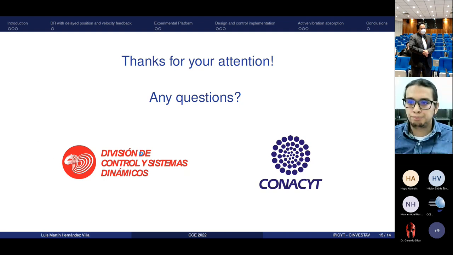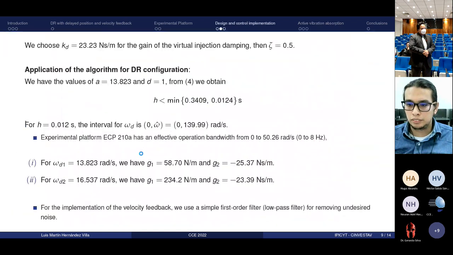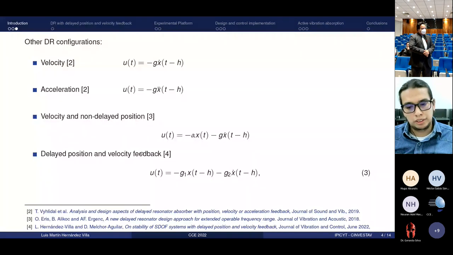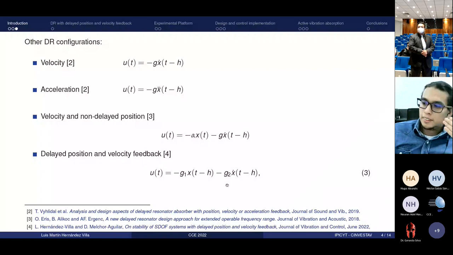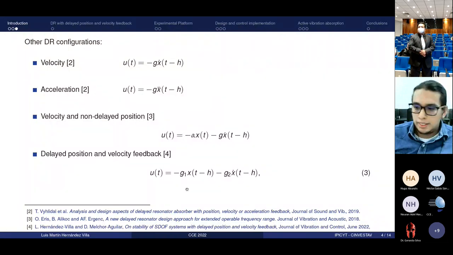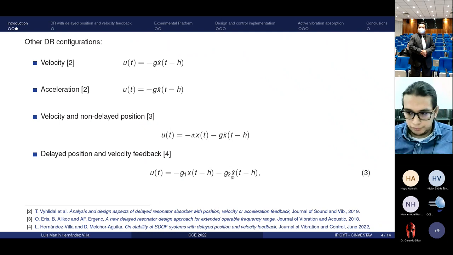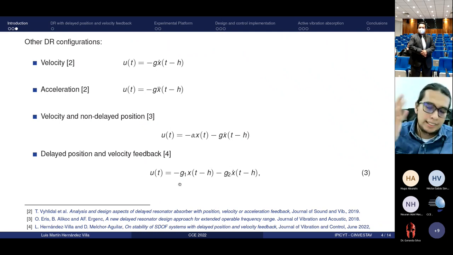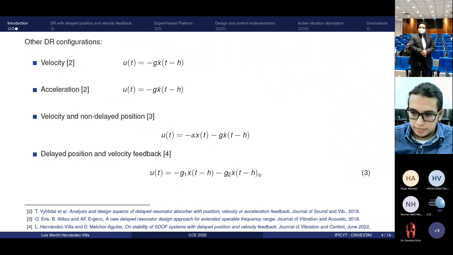Actually, in this work we are using, in principle, this control law for the DSDR configuration given in equation 3. So basing on this, this is the work of my advisor and me.